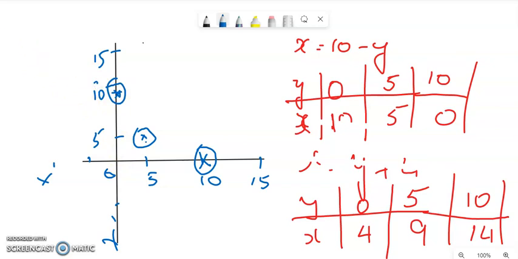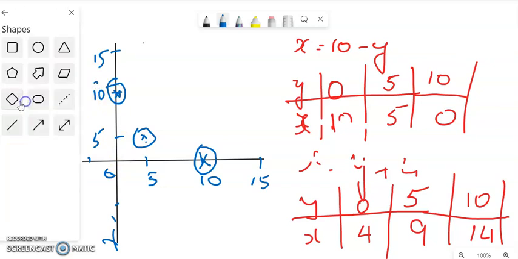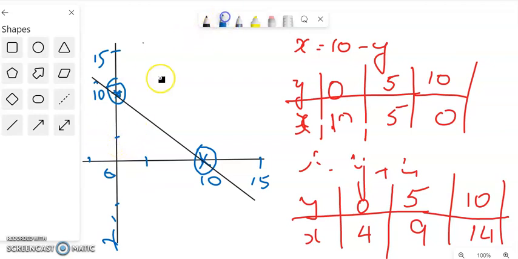So this will give me a line. You can just join it. You may see in mine, I am not able to get the correct point because I have not taken the scale properly; I have taken it randomly. Please take the scale properly or use graph paper so that you will get the correct answer.